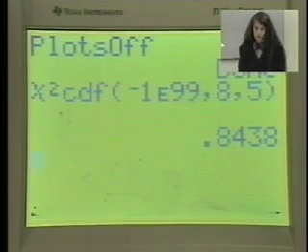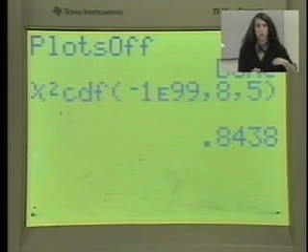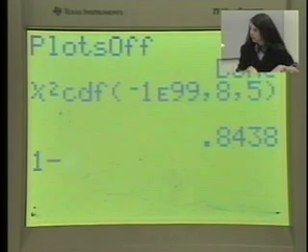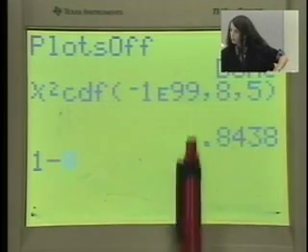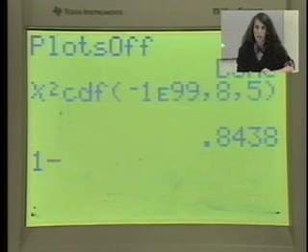Now, suppose we wanted the probability that chi-square is greater than 8. This is not in the written instructions, but I'm going to show you how to do that. We want the probability that chi-square is greater than 8. Well, all we have to do is put 1 minus, and then we can edit the function we have up here. This value has now gone into a variable called ans.